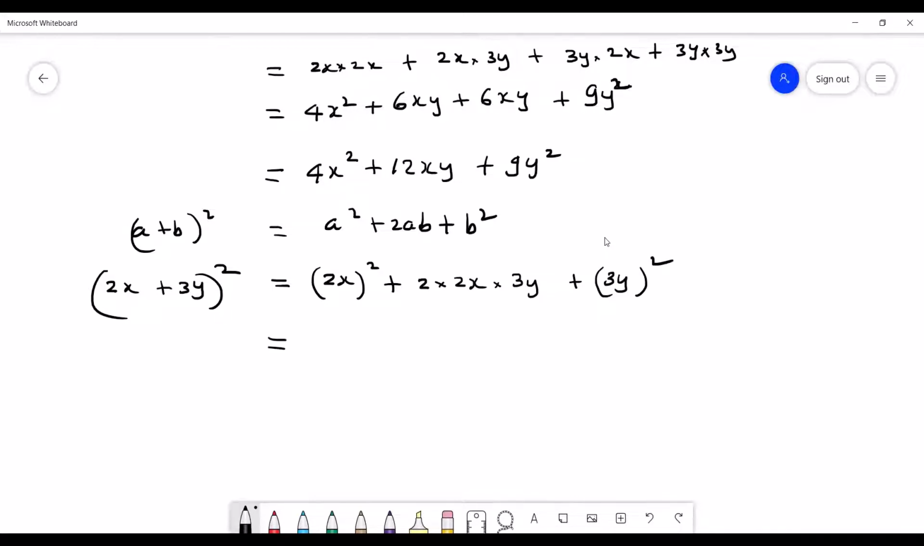So we have to do 2 square here and x square also. 2 square means 4 and x square means x square. Then here 2 into, you multiply the constants. 2 into 2 means 4, 4 into 3 means 12. So we will get 12, x into y means xy. Plus 9, 3 square means 9, and y square means y square. So see, here we are getting 4x square plus 12xy plus 9y square. Here also we have got the same answer, and here also we are getting the same answer.